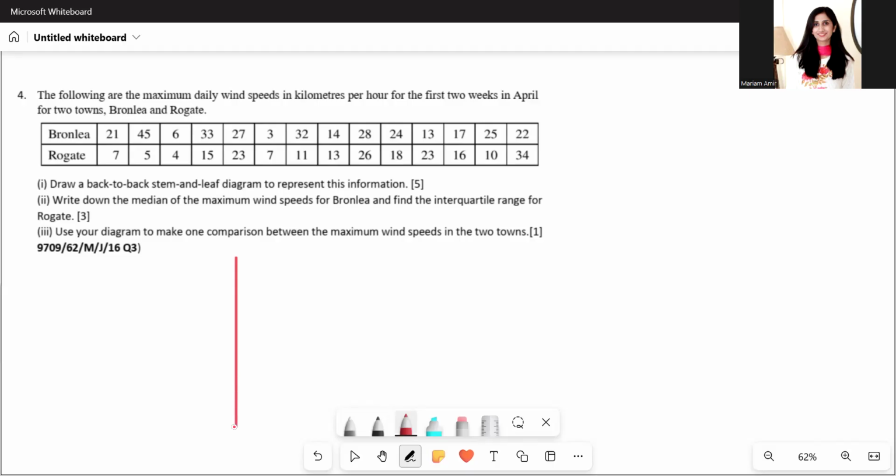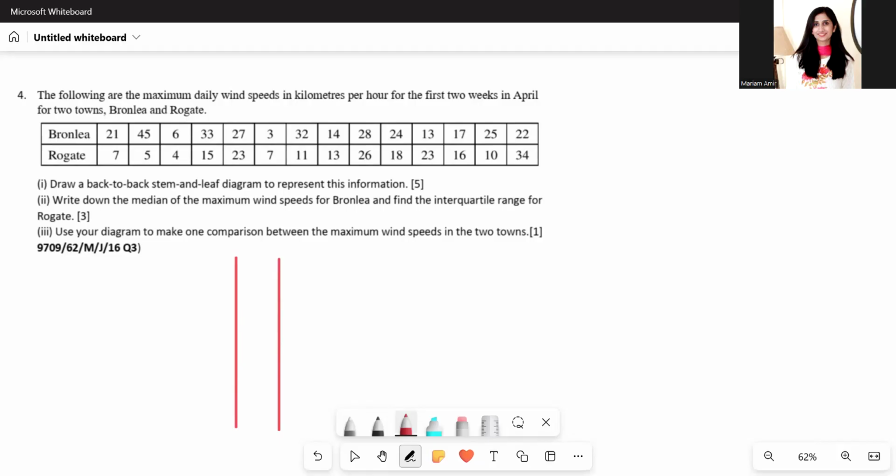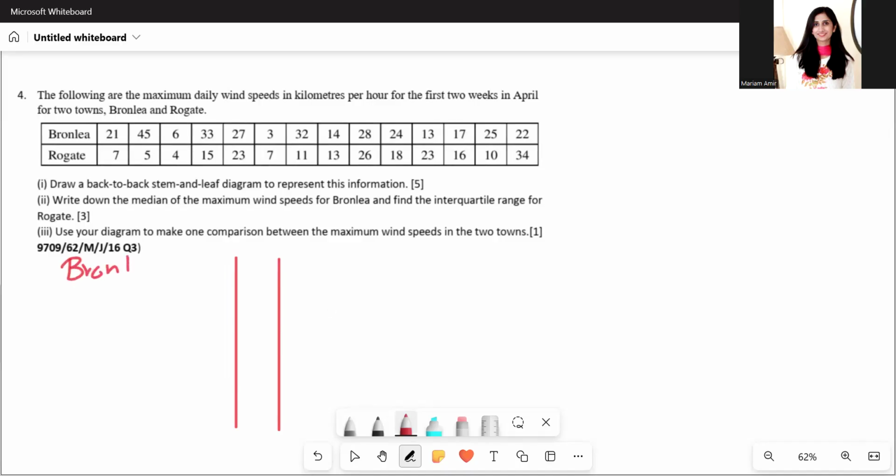Okay, so we need a stem in the middle and one city on one side and the other city on the other side. So which city should I take on the left? I'm going to take Bronla on the left and Rogate on the right. Bronla and Rogate.